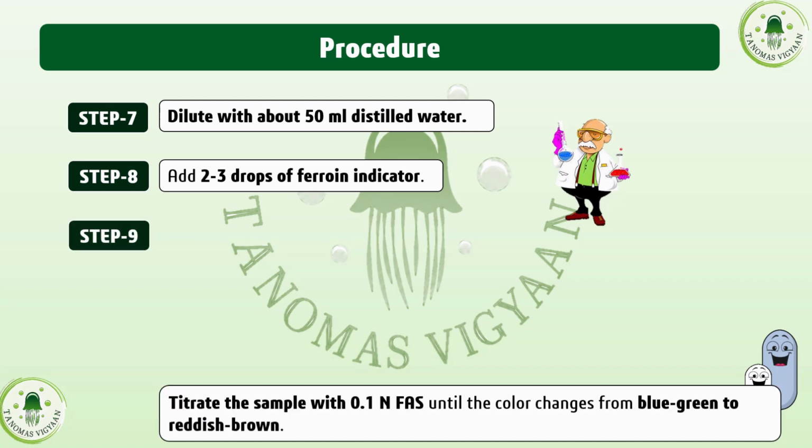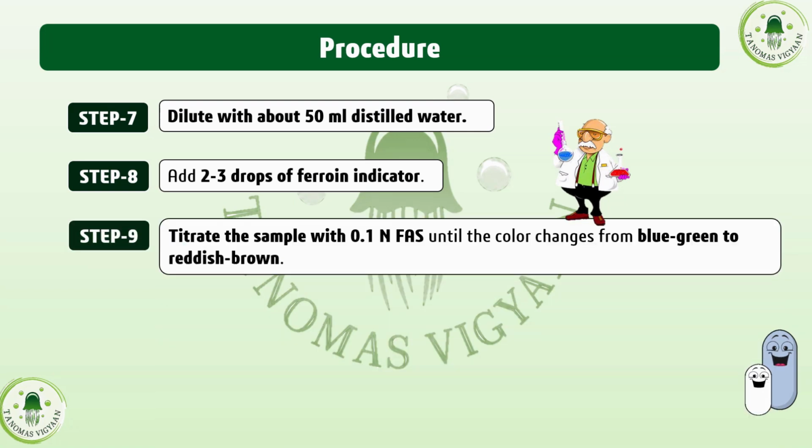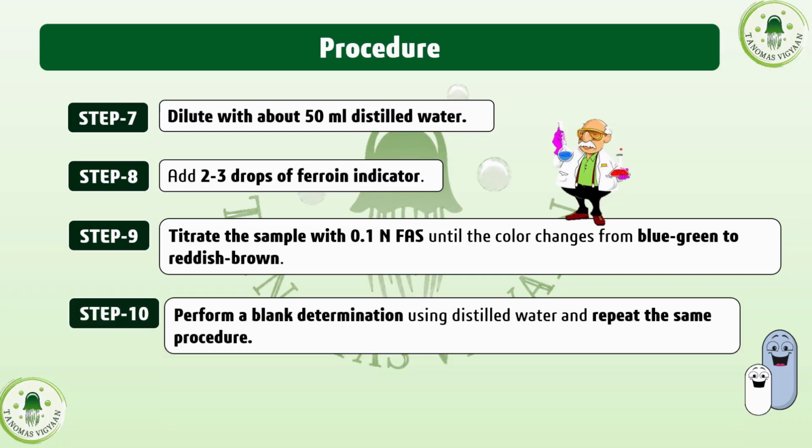You put it in your flask, and then you titrate this digested sample with 0.1 normal FAS, that is ferrous ammonium sulfate. You will see the color change from blue green to reddish brown. Until the reddish brown color comes, you have to titrate it with this FAS, and then note down the readings. Then you do the same thing for your blank sample as well and note down the readings.